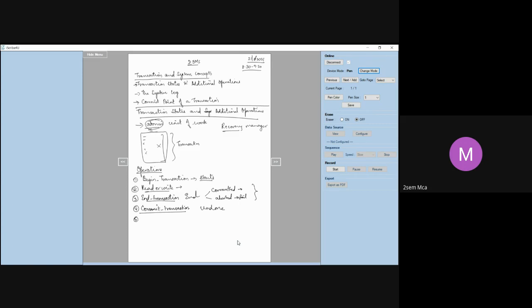One more operation we have is rollback or abort.